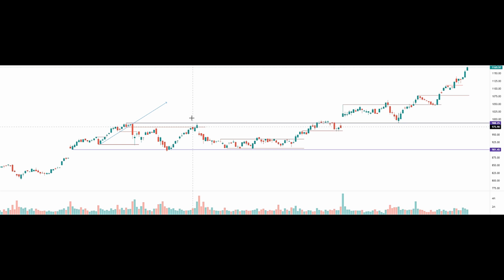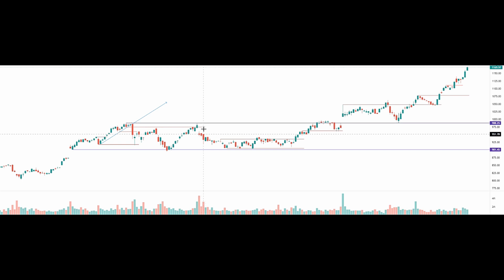Here there was no breakout, so breakout failure traders did not enter here. Breakout traders enter after resistance is broken, and breakout failure traders enter when there is breakout and it fails and candle closes below resistance level.